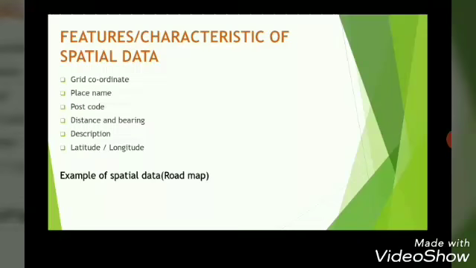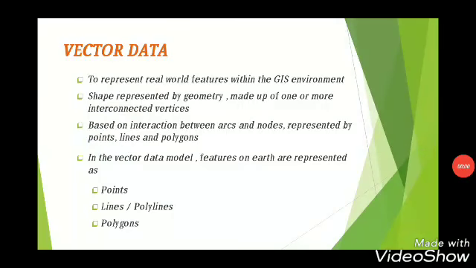These are some of the features or characteristics of spatial data: grid coordinate, place name, postcode, distance and bearing, description, latitude or longitude. A common example of spatial data can be seen in a road map. A road map is a two-dimensional object that contains points, lines and polygons that can represent cities, roads and political boundaries such as states or provinces. So a road map is a visualization of geographic information.